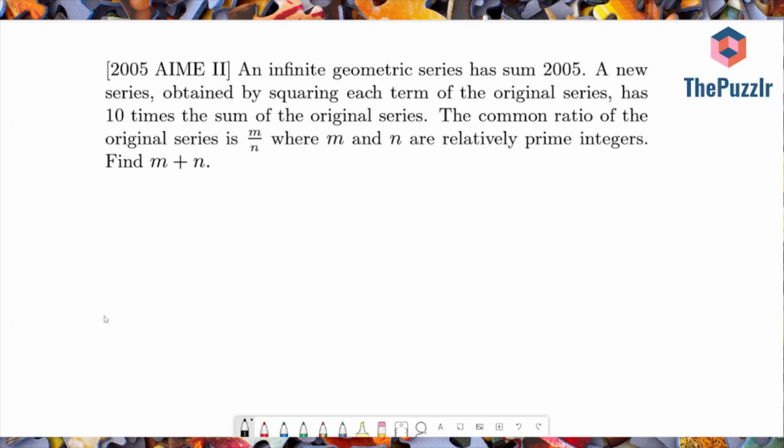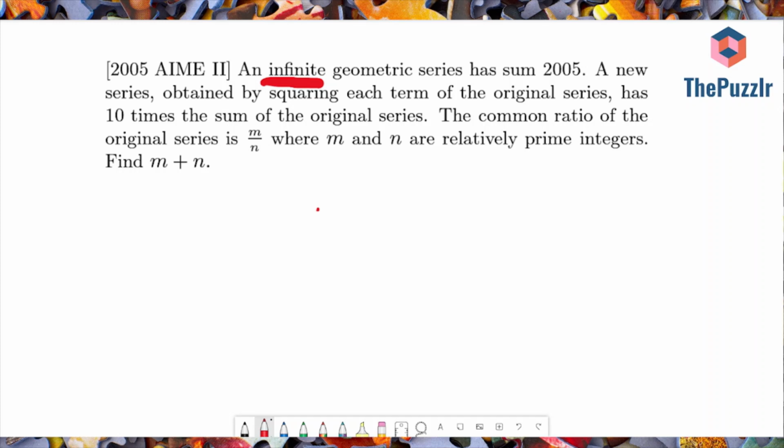Here's a problem from the 2005 AMC number 2. An infinite geometric series has sum 2005. Okay, so the fact that the sum is equal to 2005 immediately tells us that for this problem, we're going to have a ratio that's less than 1, because otherwise we wouldn't be able to calculate the sum.